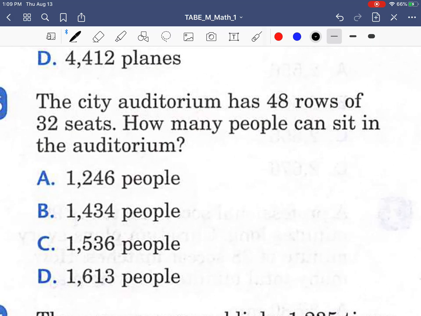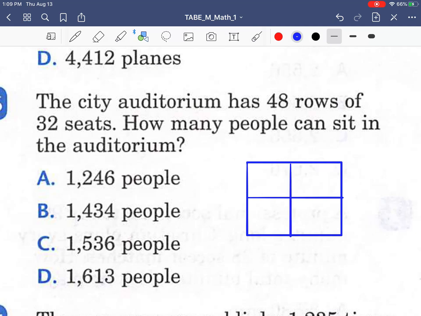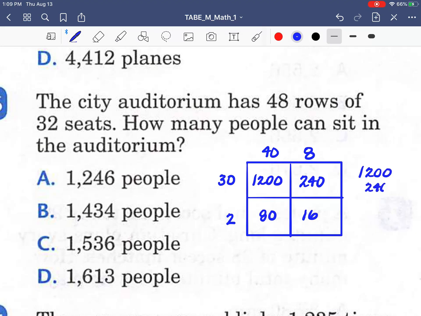Number 16. The City Auditorium has 48 rows of 32 seats. How many people can sit in the auditorium? I'll use an area model this time. If you don't want to do that, it's okay. 48 by 32. So this is going to be 1,280, 16, and 240. Add up your partial products, and you will have your answer.